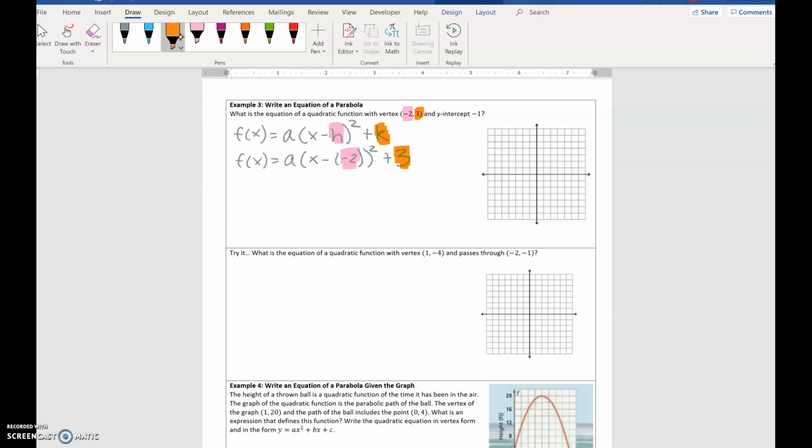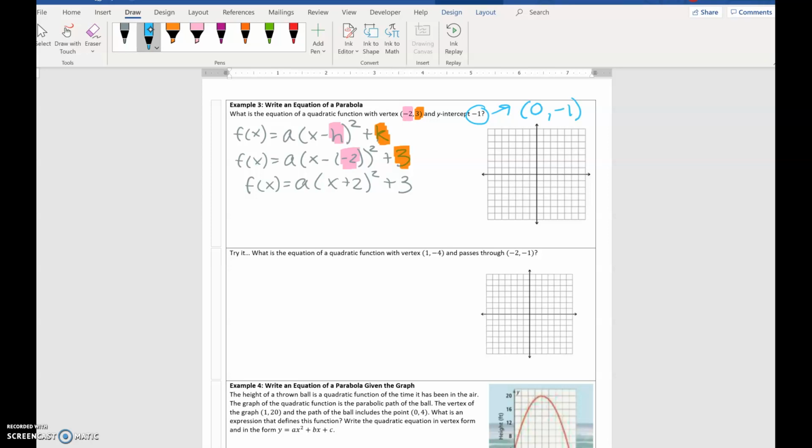So now we're going to go ahead and simplify what we have so far. And by that, I mean minus a negative becomes just (x plus 2) squared plus 3. Okay, so now we're looking at it and we need to know what a is. So we're going to look at the other piece of information, and it says that our y-intercept is -1. So that means that we have the point (0, -1).